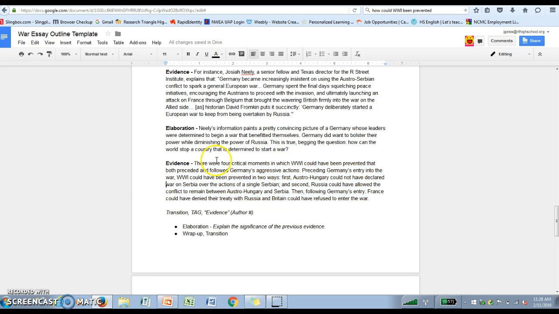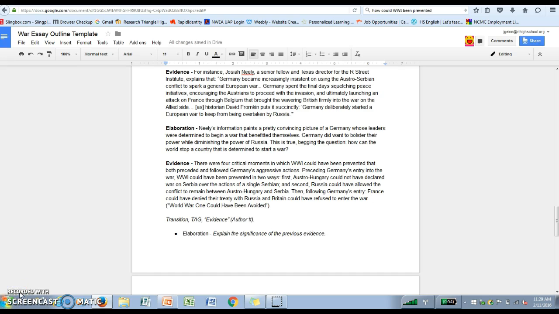So the evidence reads, there were 4 critical moments in which World War I could have been prevented that both preceded and followed Germany's aggressive actions. Preceding Germany's entry into the war, World War I could have been prevented in 2 ways. First, Austro-Hungary could not have declared war on Serbia over the actions of a single Serbian, and second, Russia could have allowed the conflict to remain between Austro-Hungary and Serbia. Then, following Germany's entry, France could have denied their treaty with Russia, and Britain could have refused to enter the war. Then, what I'm missing is my in-text citation.